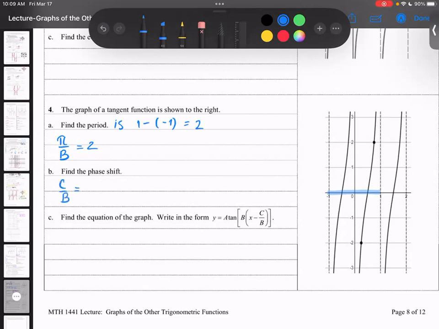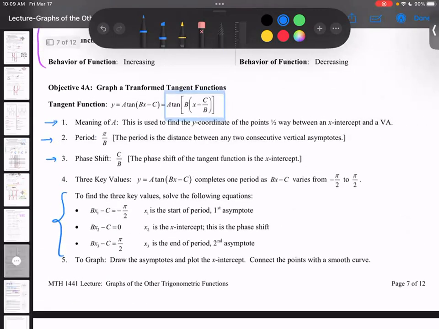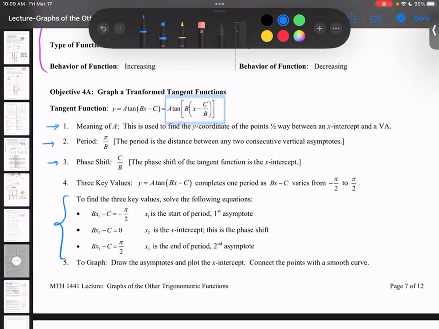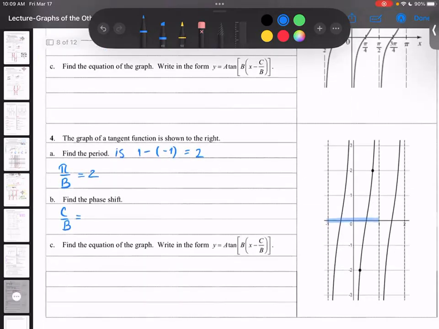And then I'm stuck. I'm like, what the hell is C? Where do I get C from? Well, you cannot get C from the graph, but you go back to the explanation right there. The phase shift of the tangent function is the x-intercept within that period. Its phase shift is the x-intercept. If you eyeball the graph, where is the x-intercept?